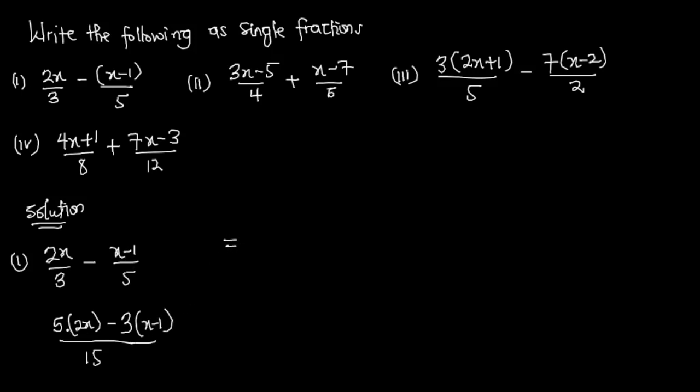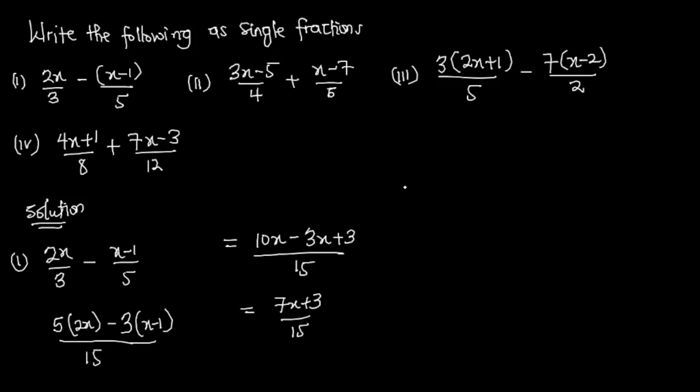So this is equal to 5 multiplied by 2x will give us 10x minus 3 multiplied by x will give us 3x. 3 multiplied by negative 1 will give us positive 3, all on 15. Now we have two common variables over here, 10x and 3x, so we can easily subtract them. So 10x minus 3x will give us 7x plus 3 on 15. So our final answer for the first expression is 7x plus 3 on 15.